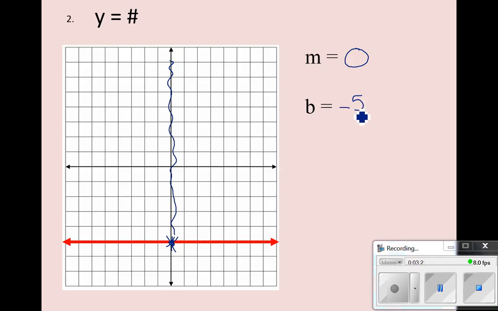Now we can write our equation. What did we say our equation had to start with? Y equals. So write y equals. And what is that number going to be? Negative 5. Perfect.